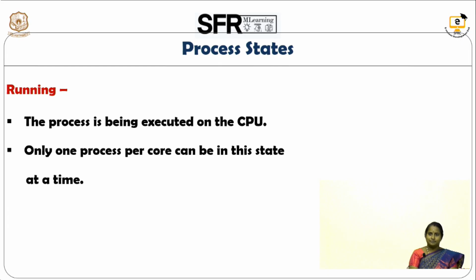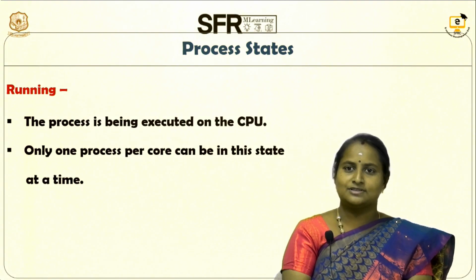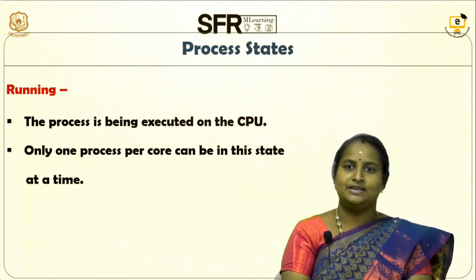So the process being executed on the CPU means the process will be in the running state. At a time only one process can be in this state. So at a time only one process can be run by the processor.